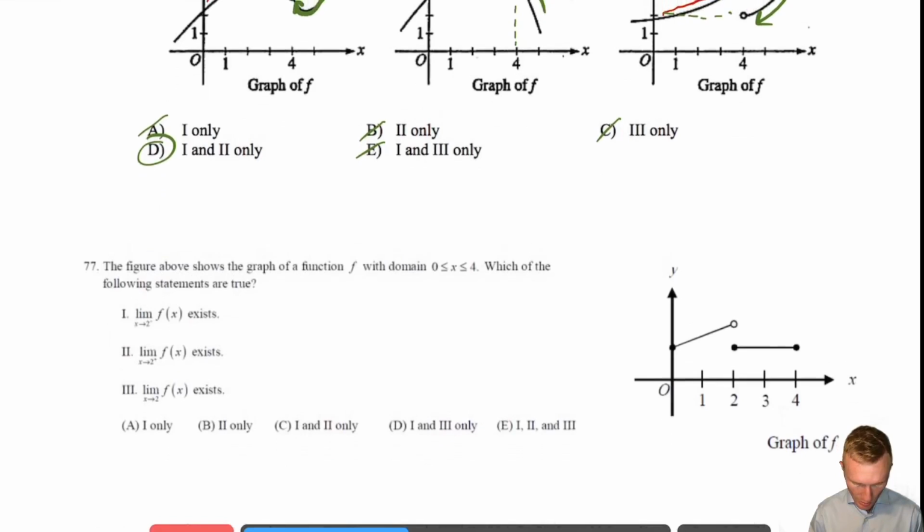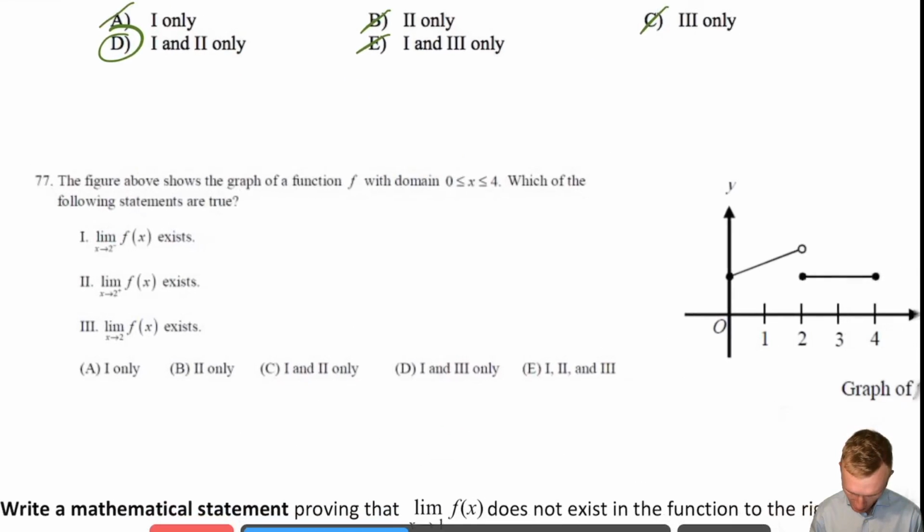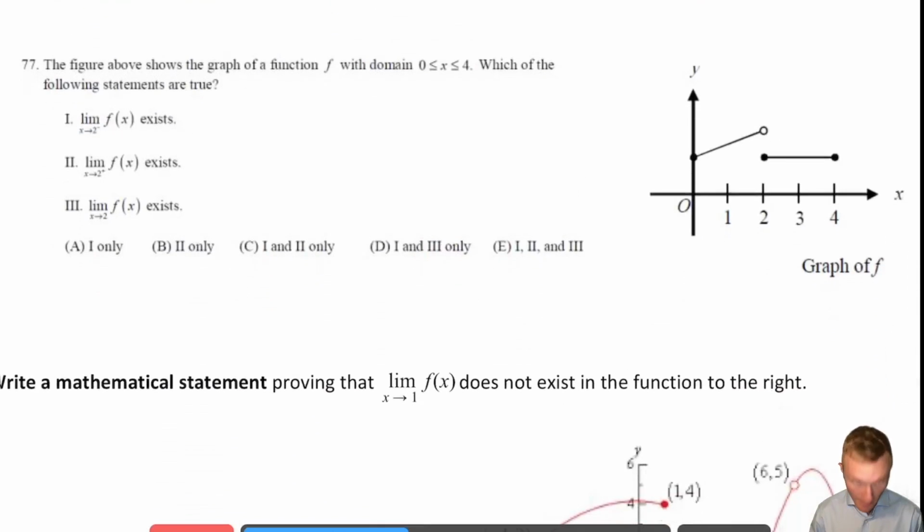Second question. The figure above shows the graph of a function. So it's this graph to the right here. Let me get that in frame. The figure shows the graph of the function f with a domain 0 to 4. Which of the following statements is true? 1: The limit of f of x as x approaches 2 from the left exists. 2: The limit of f of x as x approaches 2 from the right exists. 3: The two-sided limit as x approaches 2 exists. Take another 1.5 minutes or however long it takes you to do this problem and come back.